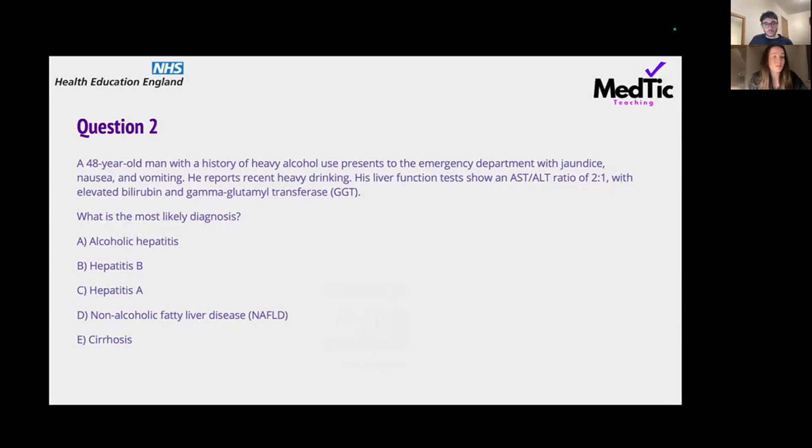So moving on to question 2. A 48-year-old man with a history of heavy alcohol use presents to the emergency department with jaundice, nausea and vomiting. He reports recent heavy drinking. His liver function tests show an AST to ALT ratio of 2:1 with an elevated bilirubin and GGT. What's the most likely diagnosis? Again, I'll just give you a few seconds to work that one out.